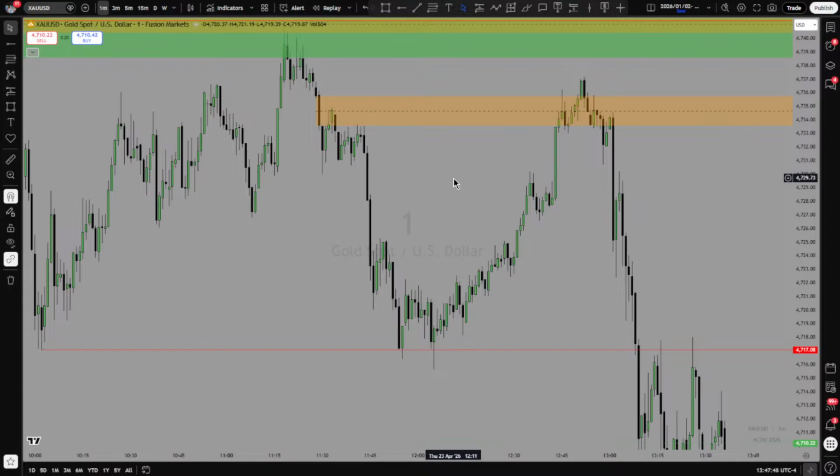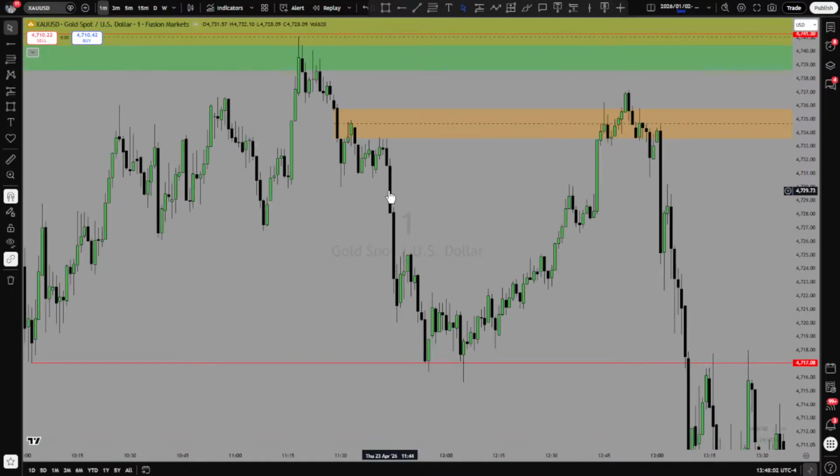You just have to let the setup go, miss it, and just not engage, because you don't have to take every single trade that you see. That's very unprofessional, by the way. You don't have to take every trade you see. So we took a trade here, exited around there, and the price started going higher, right?